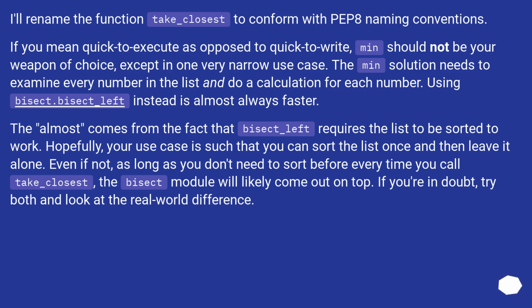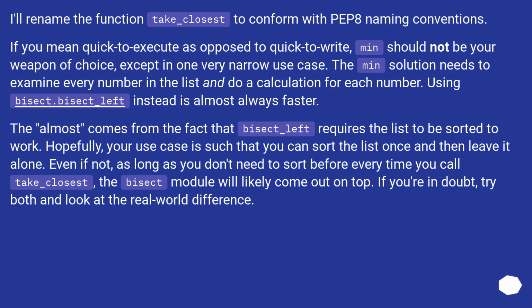Using bisect.bisect_left instead is almost always faster. The almost comes from the fact that bisect_left requires the list to be sorted to work. Hopefully, your use case is such that you can sort the list once and then leave it alone.